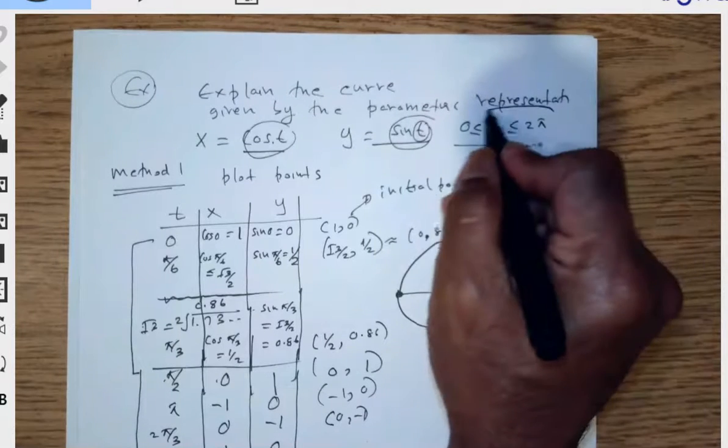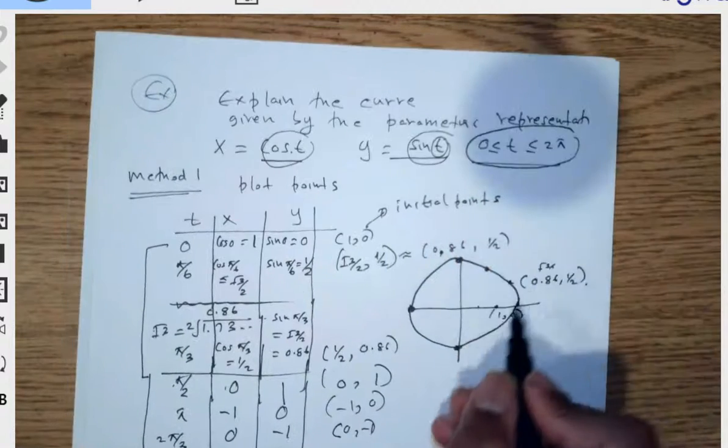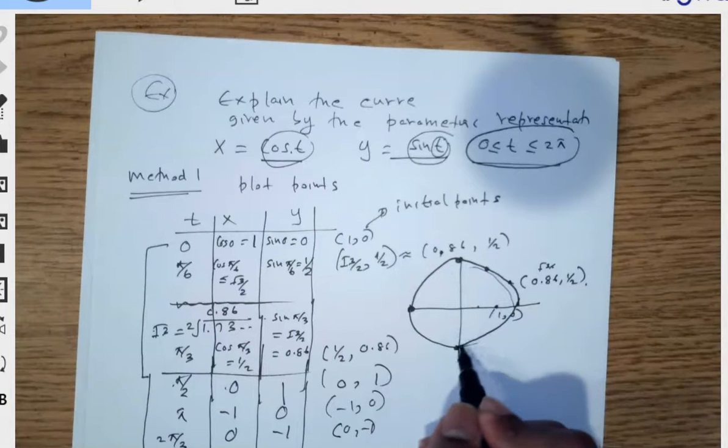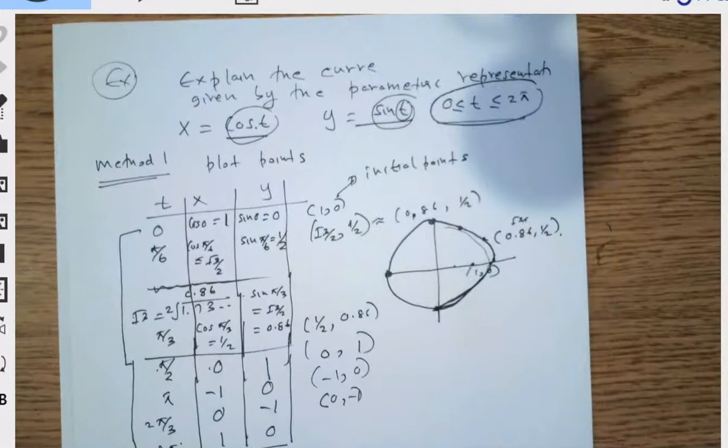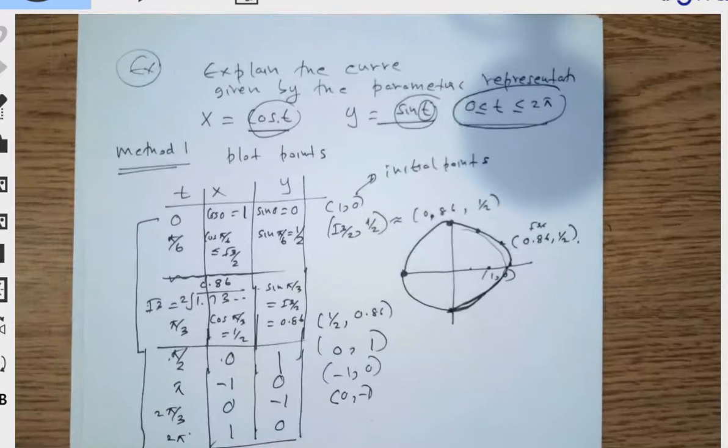So as t goes from 0 to 2 pi, this curve actually traces a circle. Well, kind of weird, but you can think of this as a circle, right? Not very good at drawing circles. So you actually go through a circle. So that is method 1.